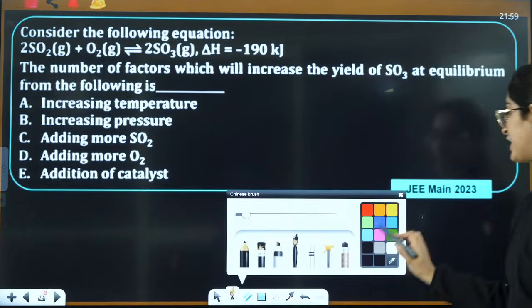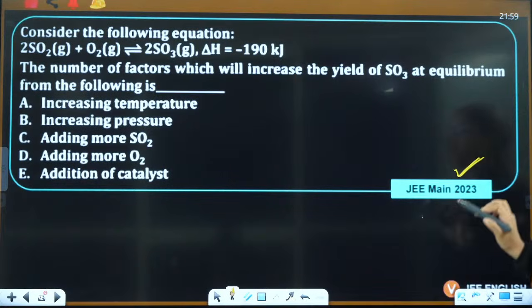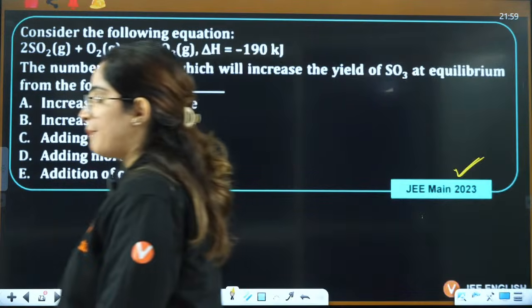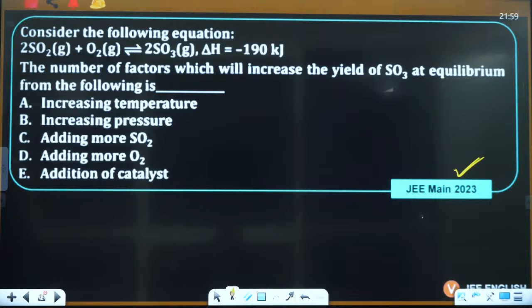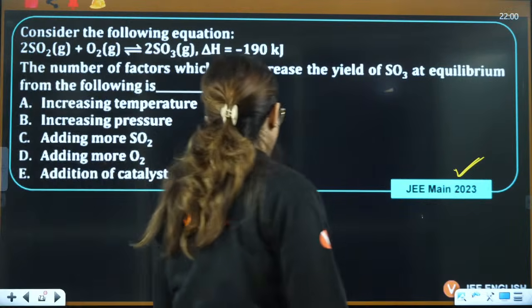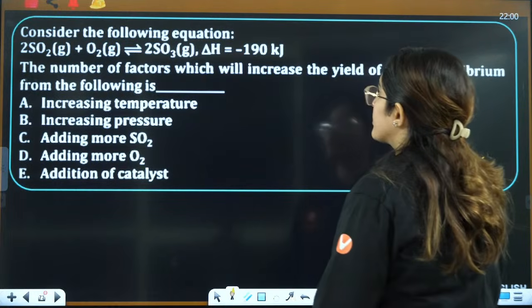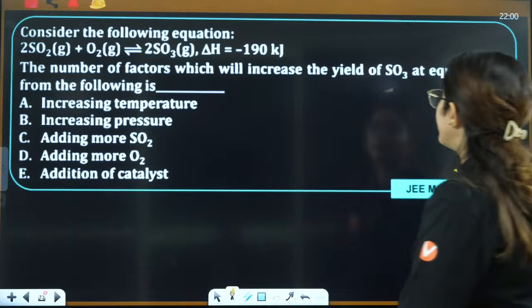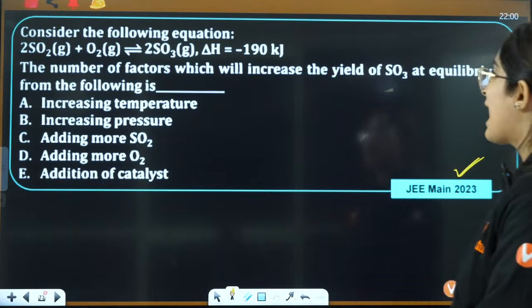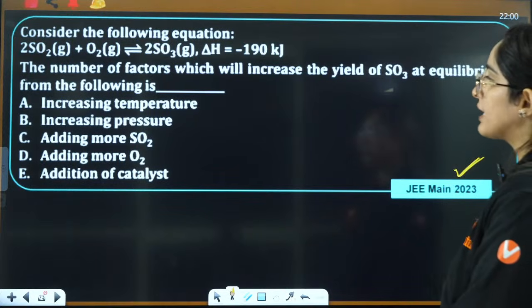Next is a JEE 2023 question based on Le Chatelier principle. Let's see this. Consider the following equation. You have here a reaction that is exothermic. The number of factors which will increase the yield of SO3 at equilibrium from the following is what?